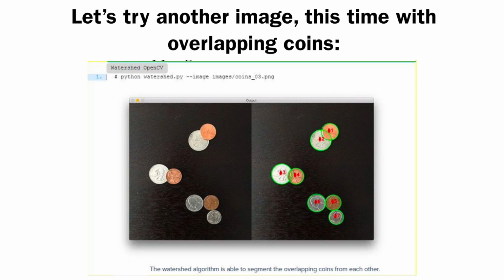We cannot detect each and every coin with thresholding and basic methods. So the watershed algorithm is totally different from the traditional methods, and it shows better results for overlapped and connected objects.